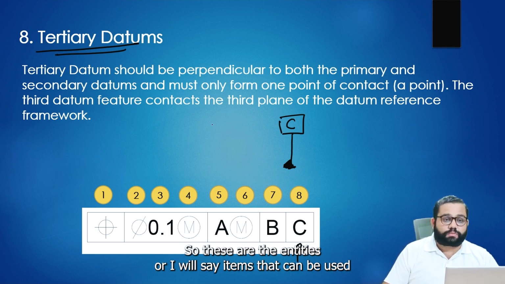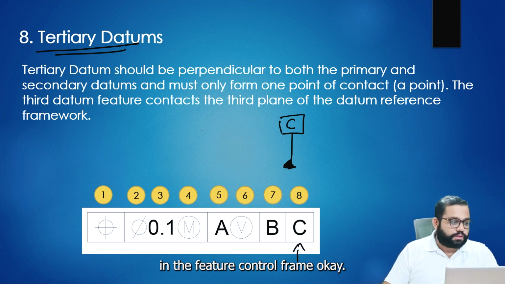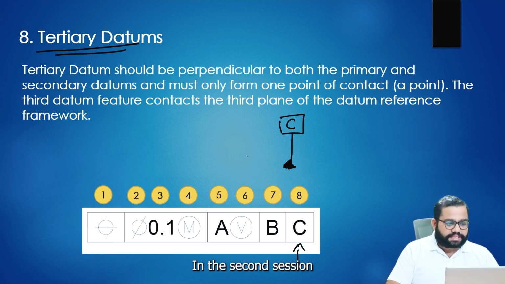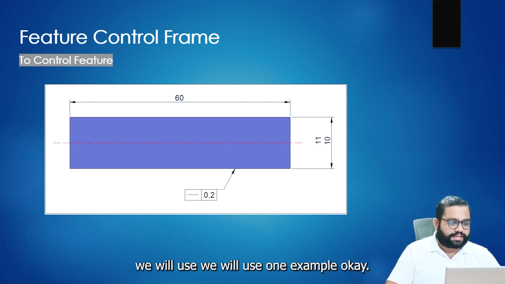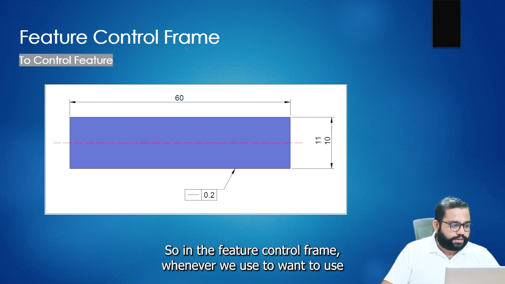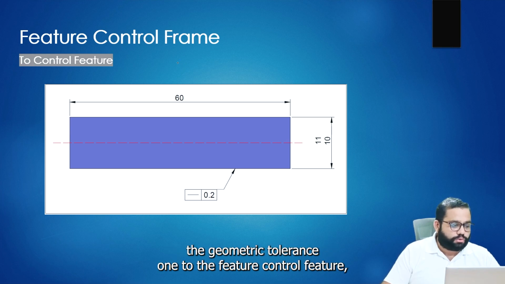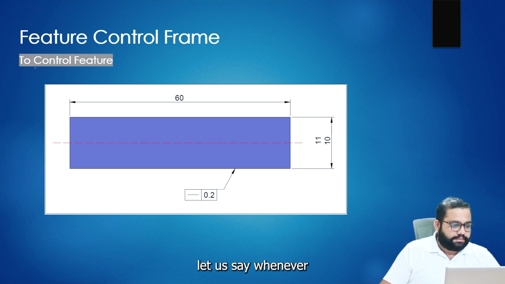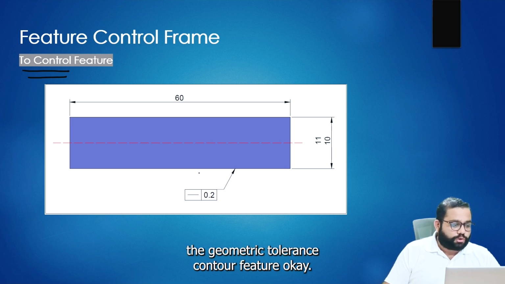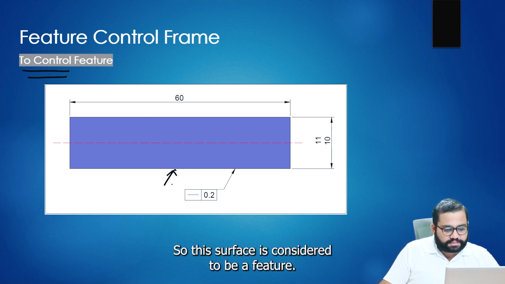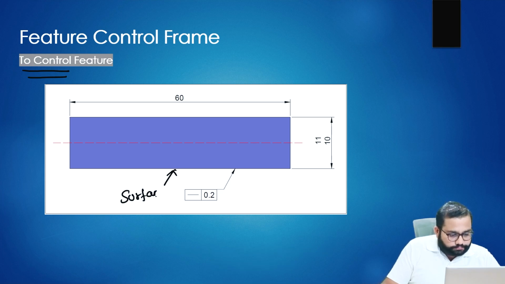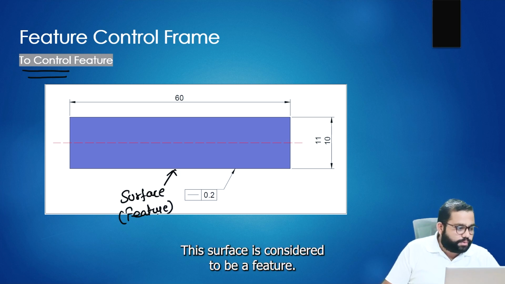So these are the entities, or items, that can be used in the feature control frame. In the second session we will use one example. Whenever we want to apply a geometric tolerance to a feature, this surface is considered to be a feature.